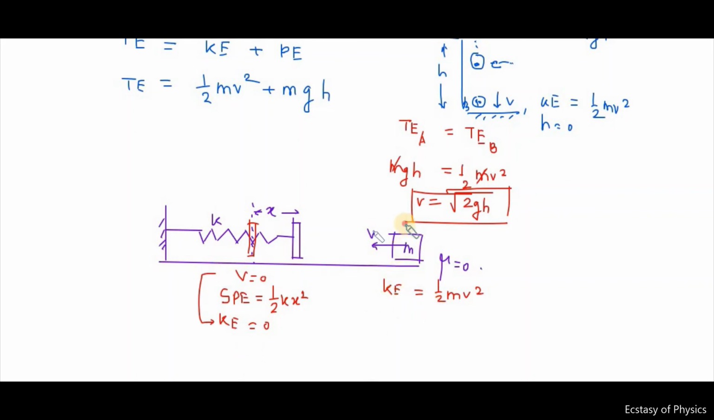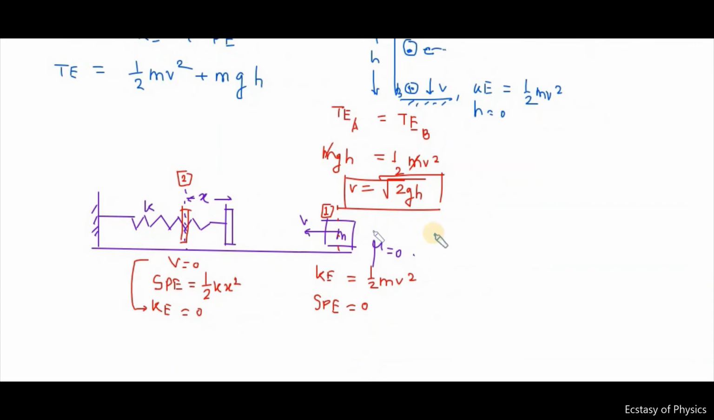And at the initial position, when the spring was in free length condition, there is no compression, in that case we consider the spring potential energy equal to 0. So if we make a comparison between point 1 and point 2, we can say the total energy is conserved. So the total energy at point 1 is equal to the total energy at point 2. Total energy at point 1 would be the summation of kinetic and spring potential energy. Similarly at point 2 also, the total energy is the summation of kinetic and spring potential energy.